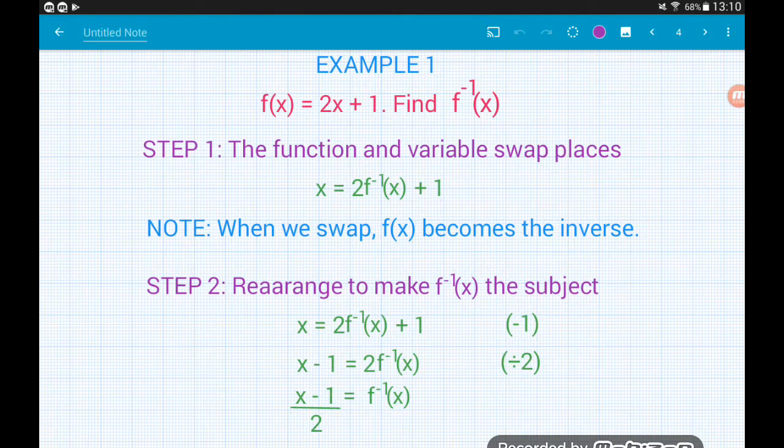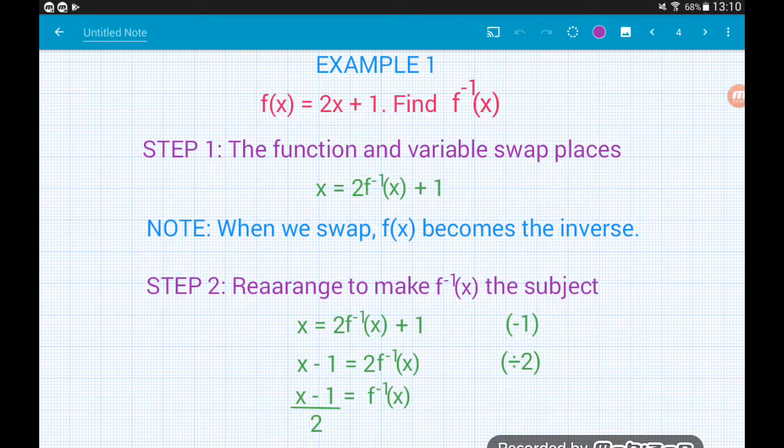So f of x is equal to 2x plus 1, find f minus 1 of x. The first thing that we want to do is switch the function and the variable around. So everywhere where we've got an f of x, that becomes an x. And everywhere we had an x, that now becomes the inverse f function. If we make that swap, we end up with x equals 2f inverse plus 1. Then step 2 is to rearrange that to make f inverse the subject.